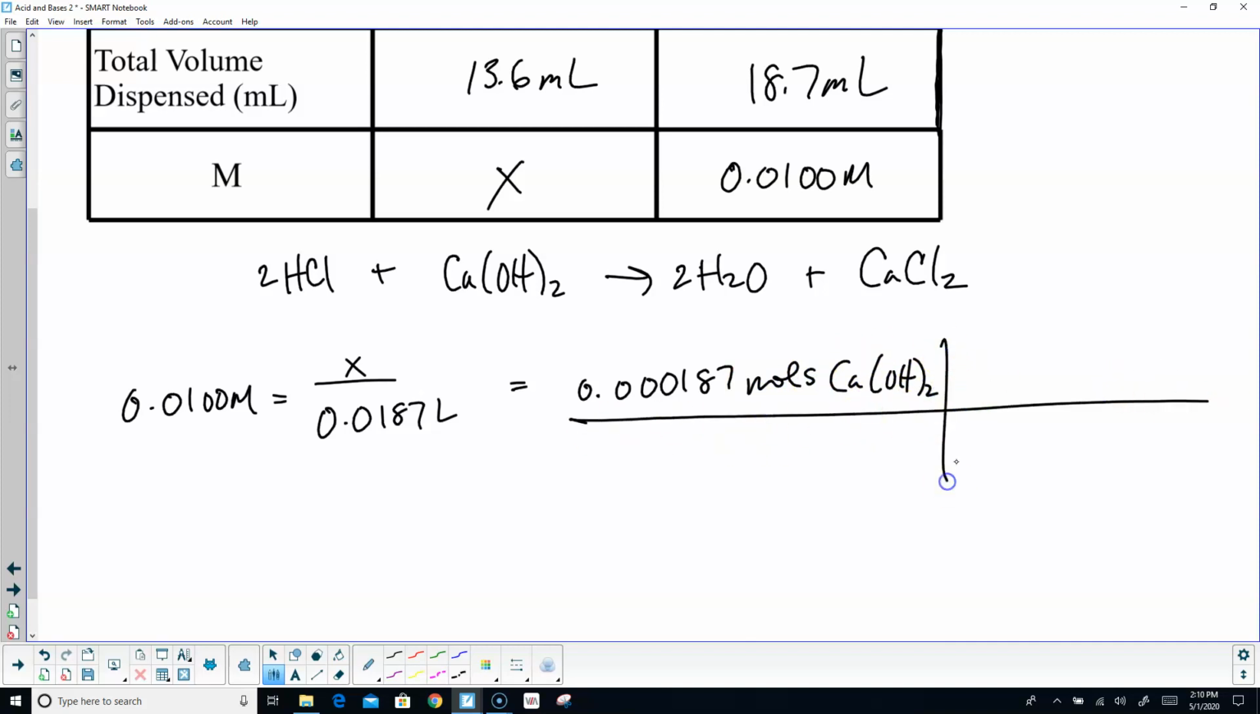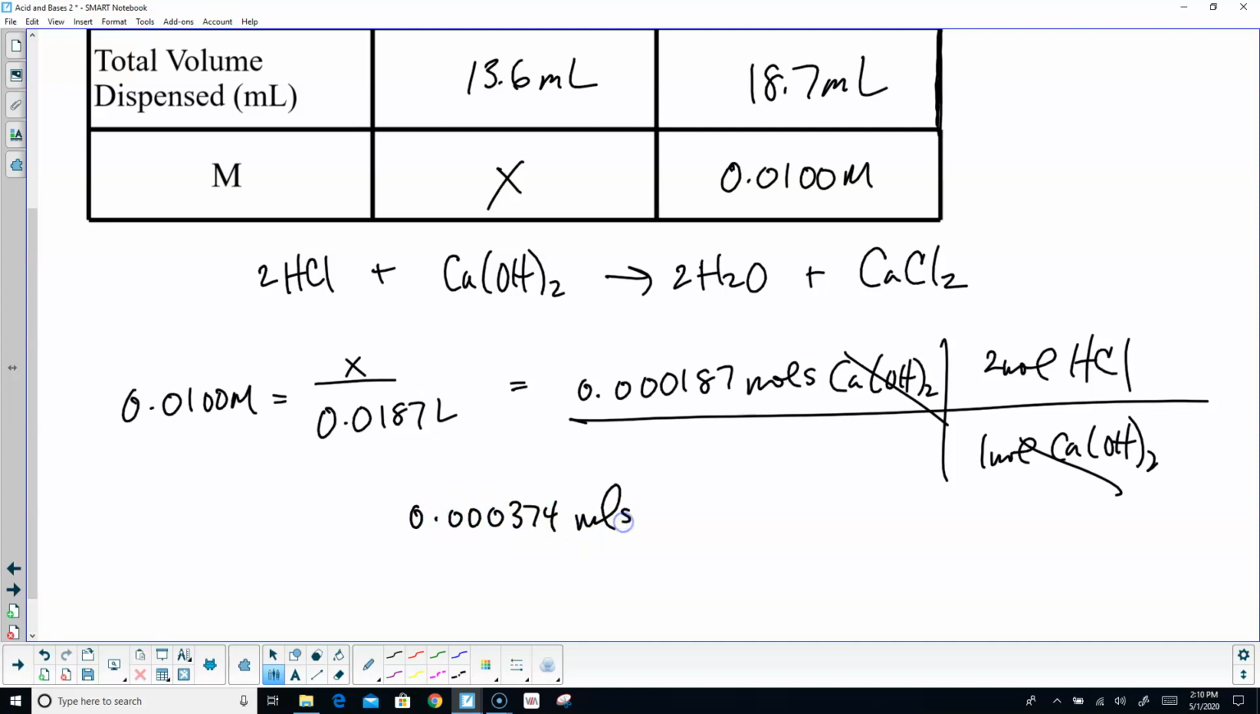I want to turn those moles of calcium hydroxide for every 1 mole calcium hydroxide. It reacts with 2 moles of hydrochloric. So moles cancel, so I'm going to take that number and take it times 2. This is going to tell me I have 0.000374 moles of HCl.